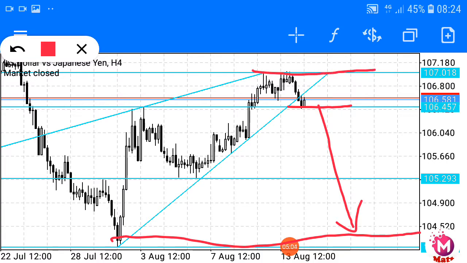this horizontal area, which is also the resistance. Like if you learned about the demand and supply zone, this is the zone that is supplying the sellers with what they need. So I'm going to put my stop loss at this point and my take profit around this area. So let's wait for the market to open and see what will happen.